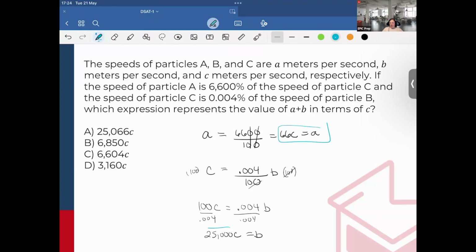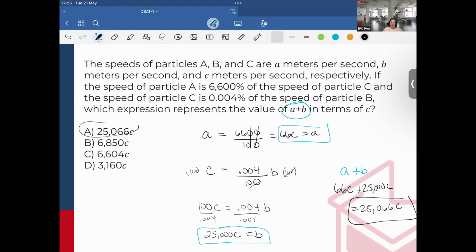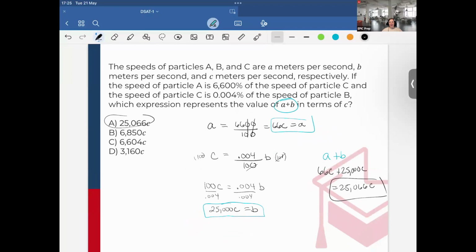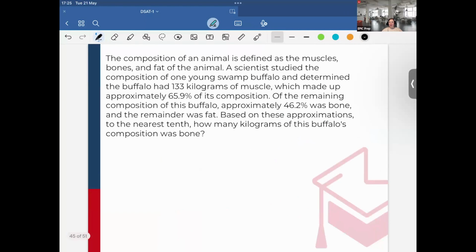Okay, and then I have my A and B value, and I'm asked for A plus B. So A plus B will be 66C plus 25,000 C, which is 25,066 C, which again looks like answer choice A. Okay, and let's look at one more percent problem.